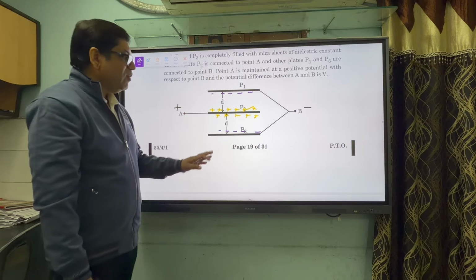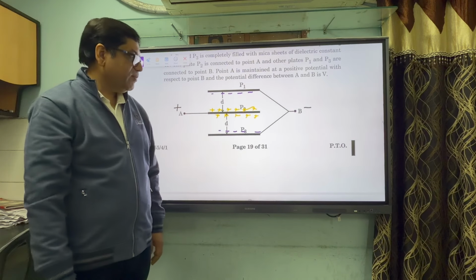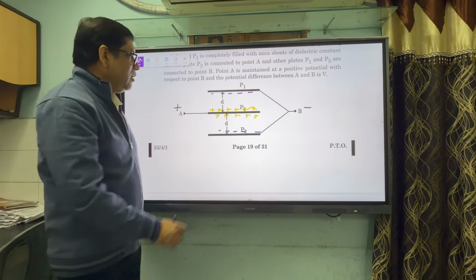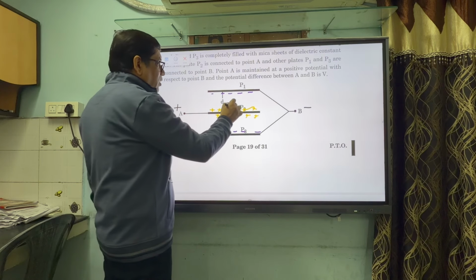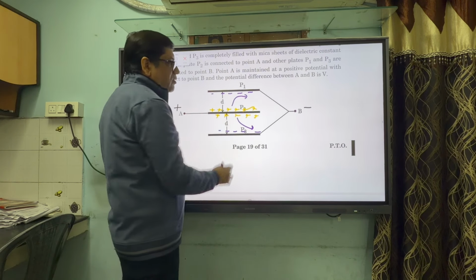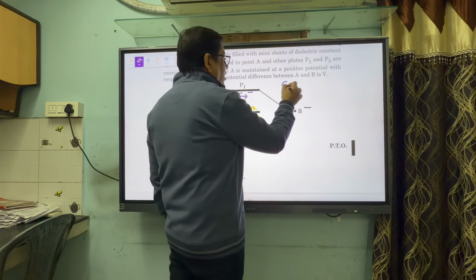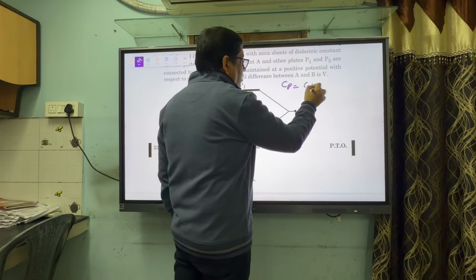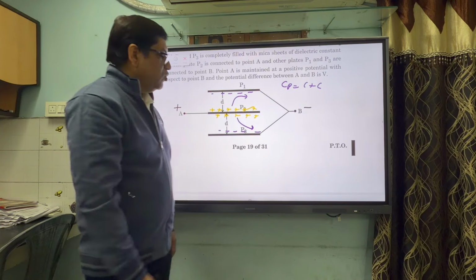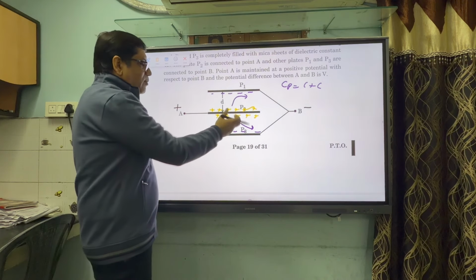So charge on P2 will be double the charge on P1 and P3. So clearly two parallel paths are there. Charge is flowing like this and charge is also flowing like this. Two parallel paths are there. Total capacity will be C plus C. So what is the capacity of upper? What is the capacity of lower?